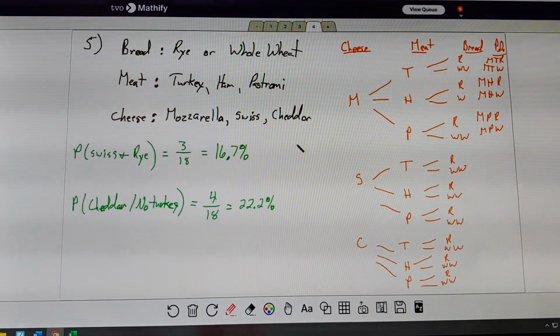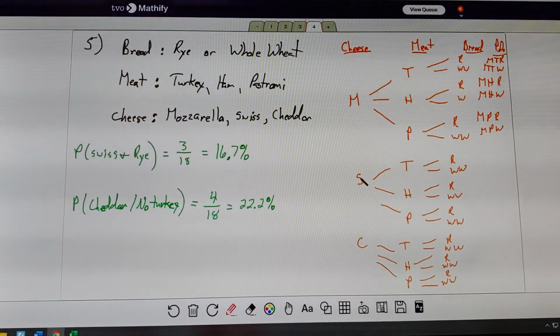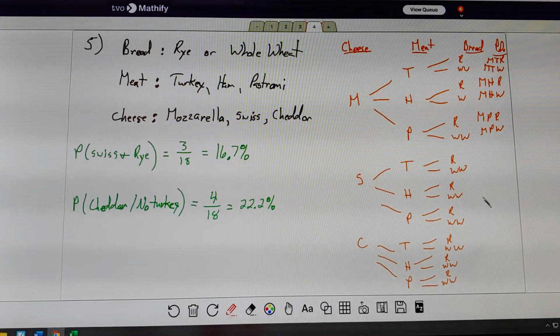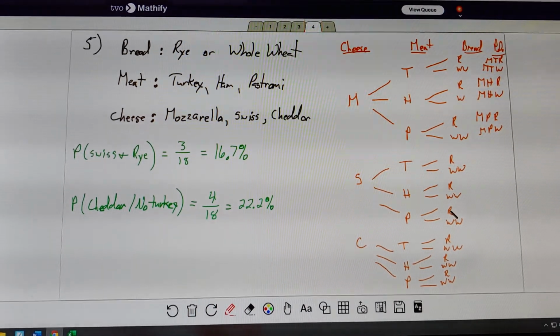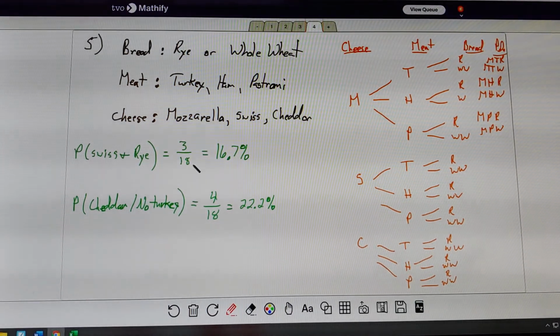Okay. B asked us to calculate the probability that Maya will get Swiss cheese on rye bread. So Swiss cheese right here, rye bread. Well, there's a Swiss with a rye, there's a Swiss with a rye, there's a Swiss with a rye. So there's 3 options. And then again, favorable over total possible.